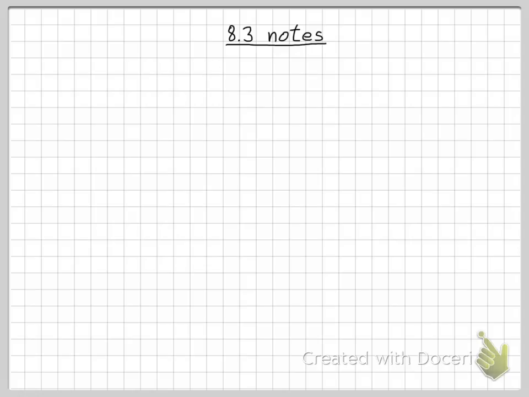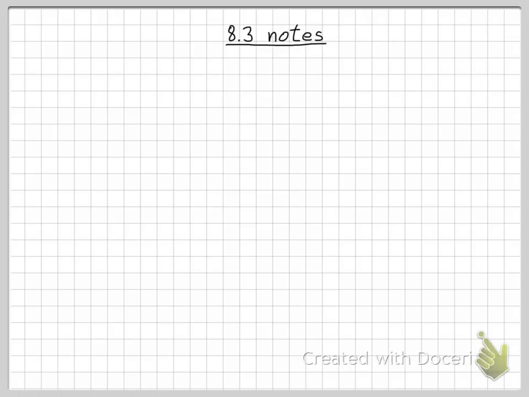So we can use theorems 8.3 and 8.4 and other theorems in this lesson to prove that a quadrilateral with certain properties is a parallelogram. So it's kind of the converse of what we've been doing in the past.